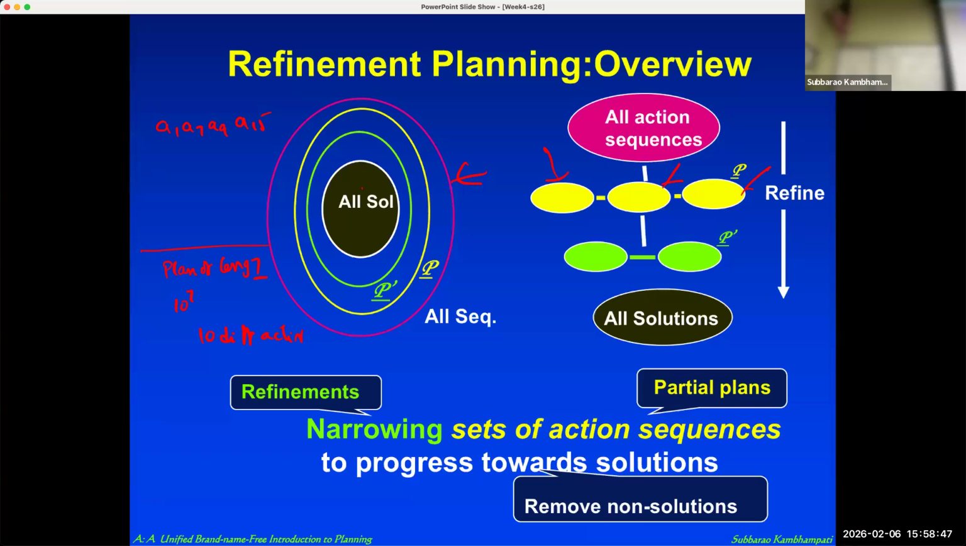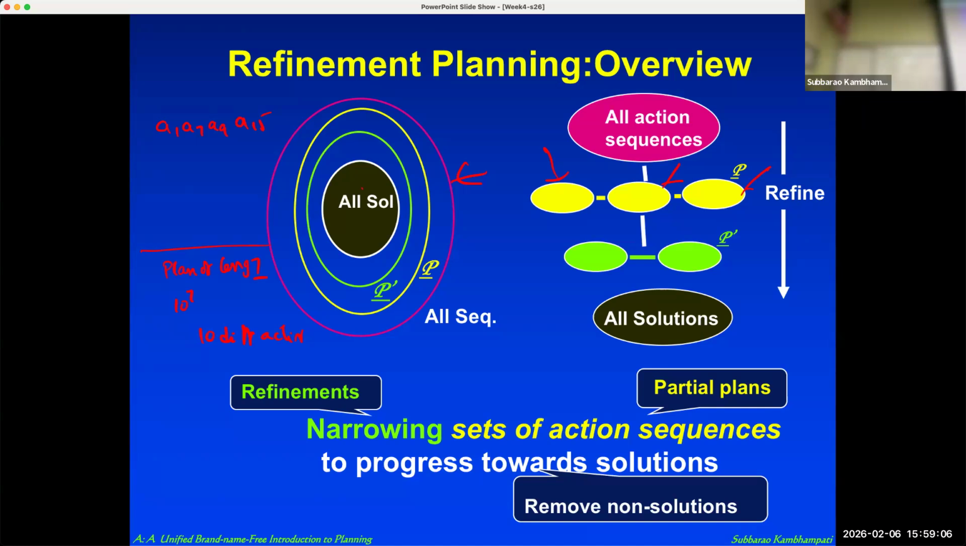Yes. But can't we use both regression and progression when we are doing this refinement planning? All I'm saying is refinement planning is just a way of thinking about how to combine progression, regression, and plan space together.